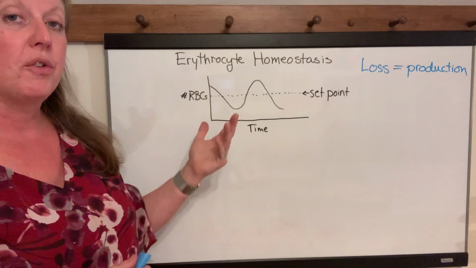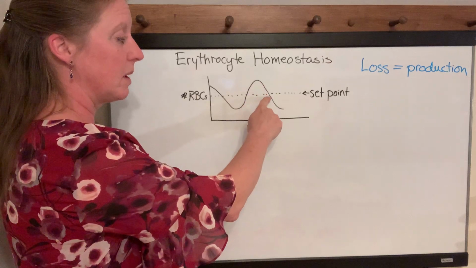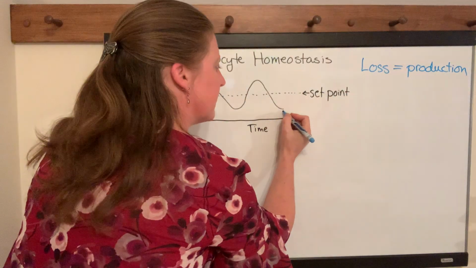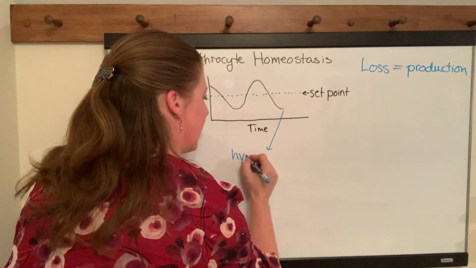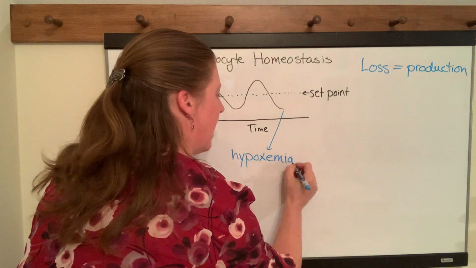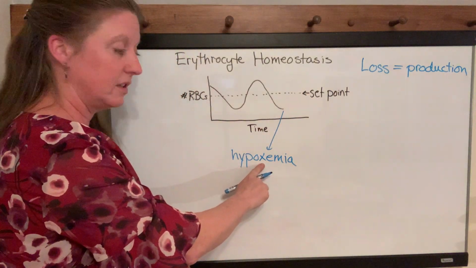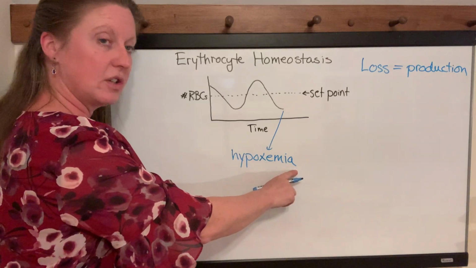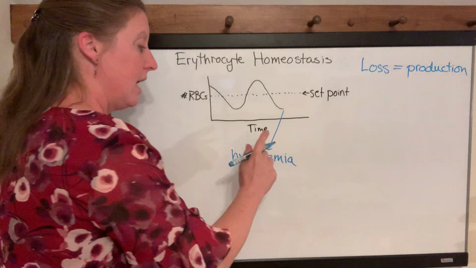All right, so we know that blood cells are dying all the time, which means that there will be times where the number of red blood cells dips down below the set point. What happens at this point is that we have a slight case of what's called hypoxemia. Hypo means low, ox refers to the oxygen, em refers to the blood, and ia means condition. So this is a condition in which the blood has low oxygen.